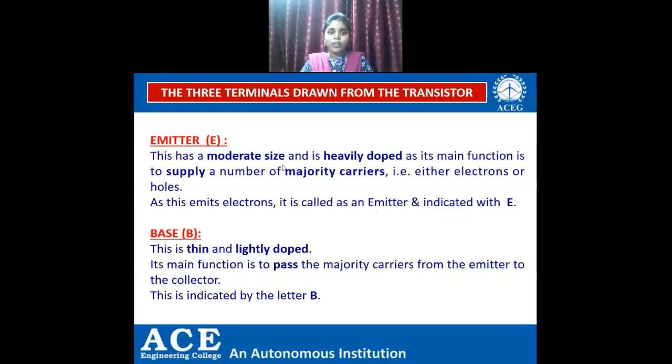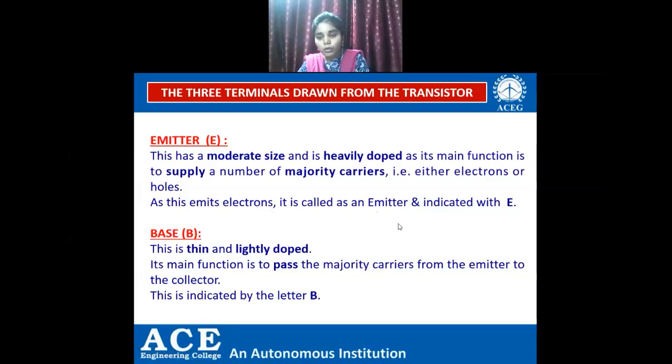This is moderate in size and is heavily doped. Clear? Its main function is to supply a number of majority carriers, that is either electrons or holes. Electrons in the case of an NPN transistor, and holes when we are studying about a PNP transistor. Clear? As this emits electrons, it is called the emitter and indicated with E.